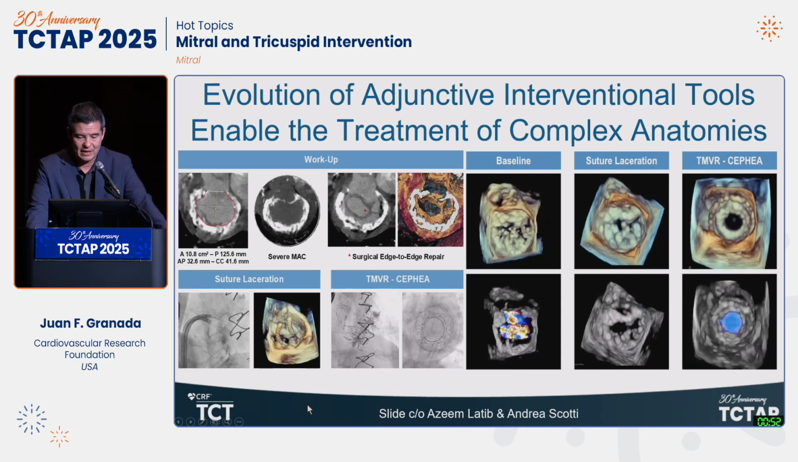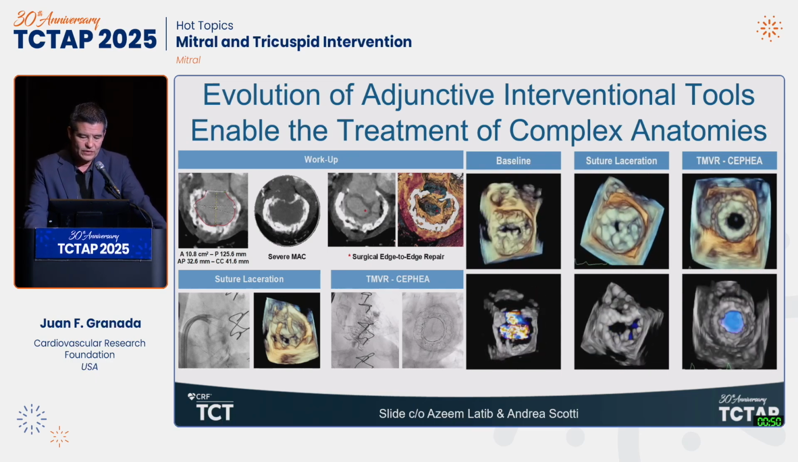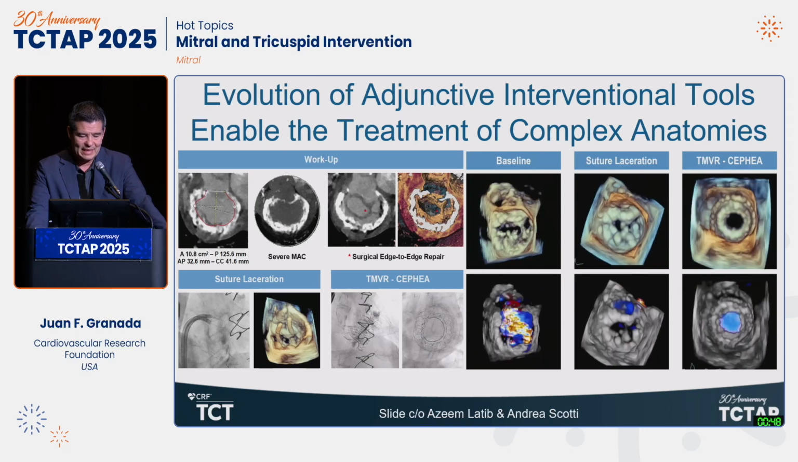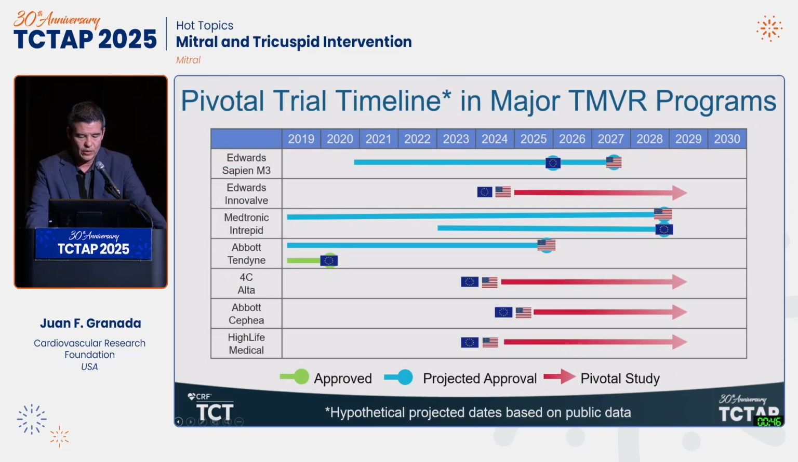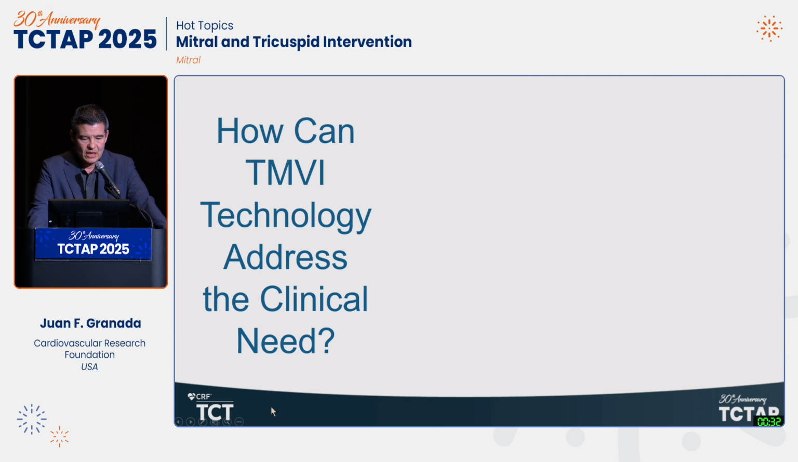So we're going to see a lot of these ancillary tools helping at least the TMVR field to move forward. I'm confident that within the next couple of years, we're going to have some big pivotal studies completed and a couple of devices already approved in the US, which is going to help continue to push the field forward. So how can a transcatheter mitral valve intervention technology address the clinical need?